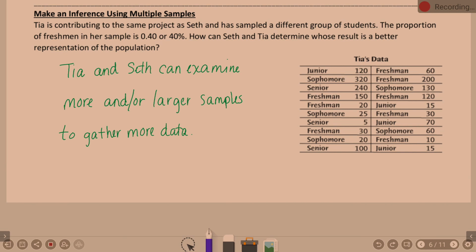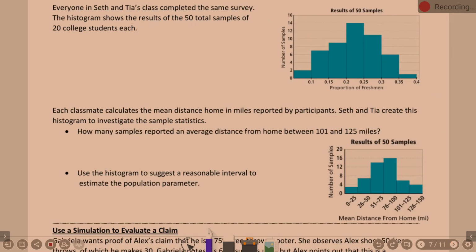Okay. Continuing on talking about Seth and Tia. Everyone in Seth and Tia's class completed the same survey. The histogram shows the results of the 50 total samples of 20 college students each. So now we've moved on from Seth doing this, then Seth and Tia both doing this. Now it's everyone in their class. So you've got Seth with 20 people, Tia with 20 people, all these different people did this.